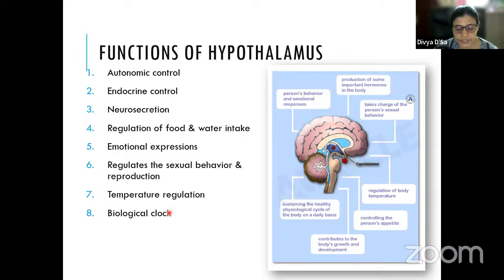Then temperature regulation. The anterior nucleus regulates the temperature by dissipating the heat, whereas the posterior nucleus conserves the heat. Then the biological clock. It regulates the cyclical activities of the body, such as the waking cycle and the sleeping cycle. So basically the circadian rhythm for all the body functions is about 24 hours.